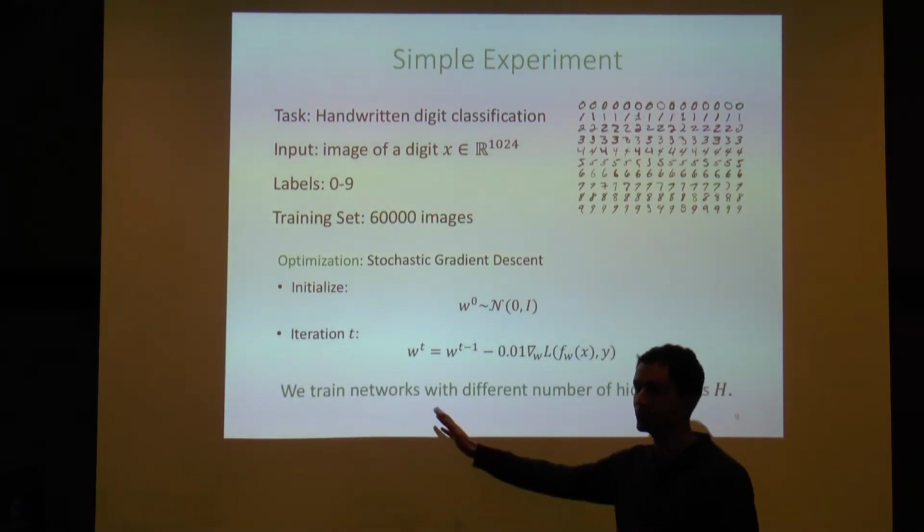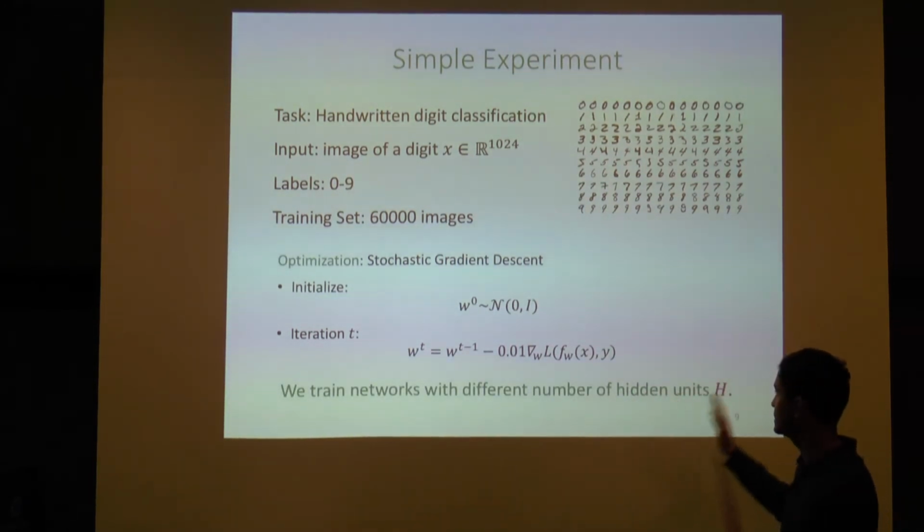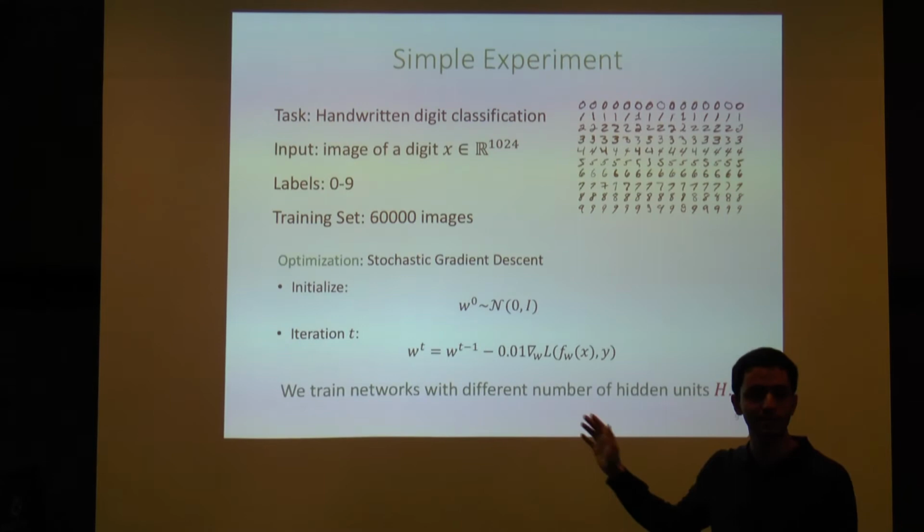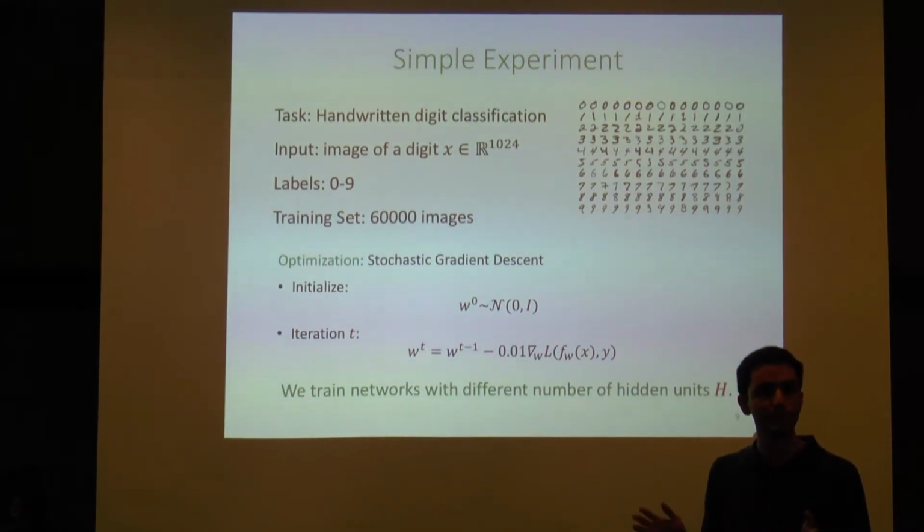So what I want to do is train networks of different sizes, with different numbers of hidden units, and see how the optimization behaves and how the generalization behaves. The theory tells us that if you have more hidden units, you're not going to be able to optimize, and you're not going to be able to generalize.